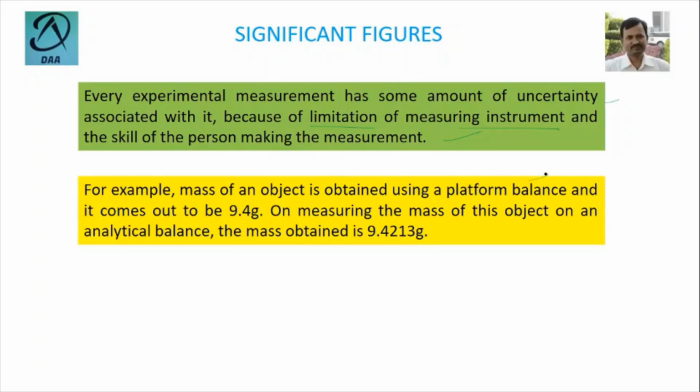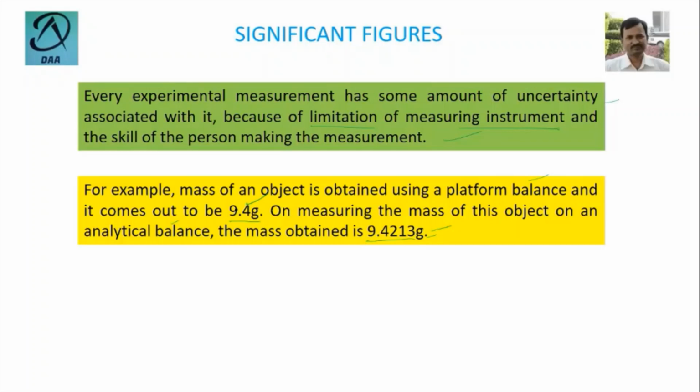For example, the mass of an object is obtained using a platform balance. Balances are of two types: one is the platform balance and another is the analytical balance. If we measure an object by the platform balance, the value comes out as 9.4 gram. But the same object, if you measure with the analytical balance, the mass obtained is 9.4213 gram. So definitely you can find some difference: in the platform balance you get only 9.4 gram, but for the more precise analytical balance, you get 9.4213 gram.